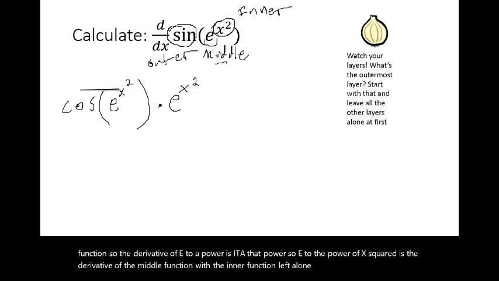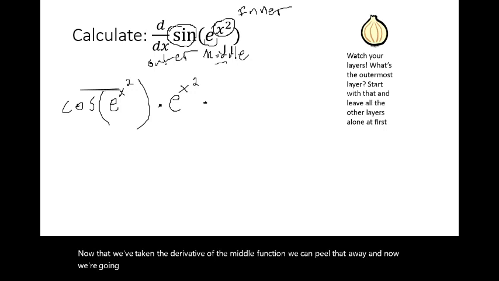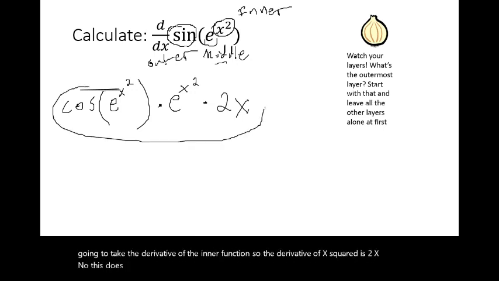Now that we've taken the derivative of the middle function, we can peel that away, and now we're going to take the derivative of the inner function, so the derivative of x squared is 2x. No, this does not simplify any more than that. That is your final answer.